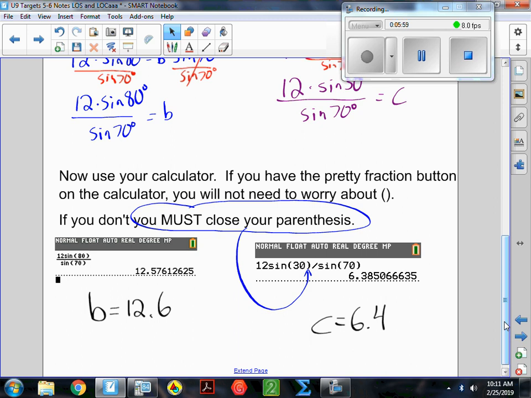So I showed both of those, but either way, B we got 12.6 and C we got 6.4, so we had all the information we needed.